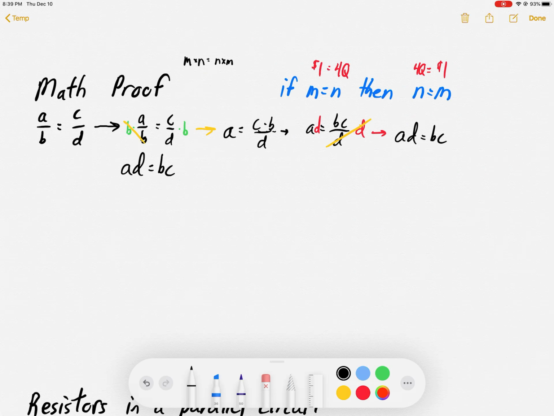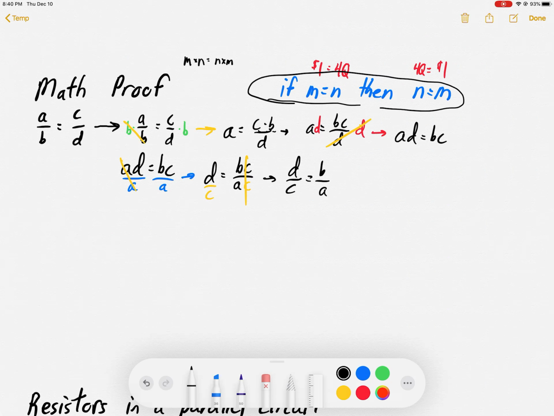So now I want to move the A. So I'm going to divide both sides by A. A's will cancel out on the left-hand side, and I get that D is equal to B times C divided by A. So now let's divide both sides by C. C's cancel out on the right-hand side, and I'm left with D over C equals B over A. So now I'm going to use this property where I can just switch the left to the right and the right to the left. So I get B over A is equal to D over C.